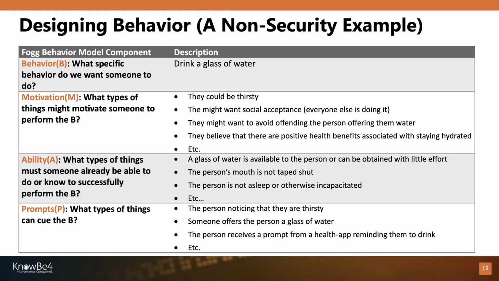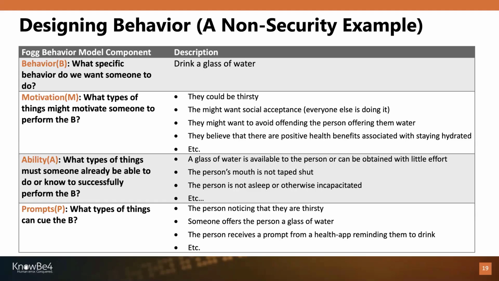They might want social acceptance, so everybody else is drinking water. They might want to avoid offending somebody offering them water. They might believe that there's positive health benefits associated with staying hydrated and so on. So all of that contributes to motivation. And an interesting thing to see here is that a couple of the things that you see are socially motivated. Remember, humans are lazy, they're social, and they're creatures of habit. You can use social influence in order to increase motivation.